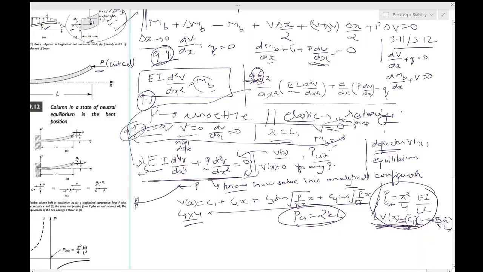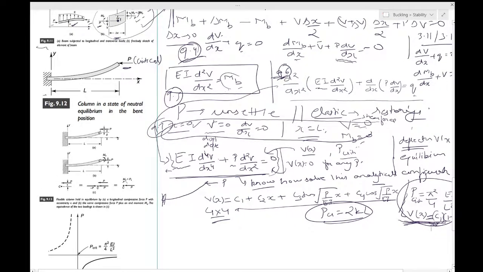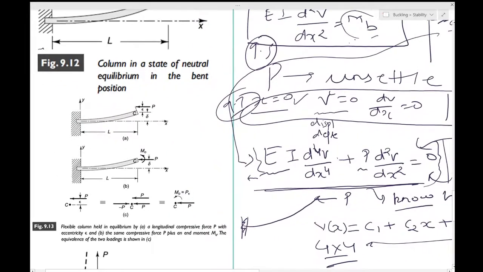Now, you have an additional insight. If there are imperfections like this, and remember we included the imperfection with the eccentricity, this was not necessarily because P was not acting in the center, but due to any other error as well. So the column is slightly bent in it.